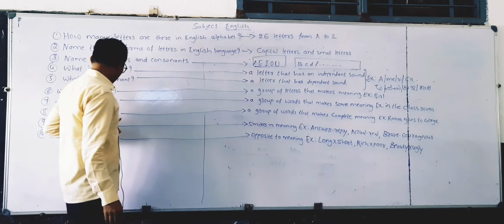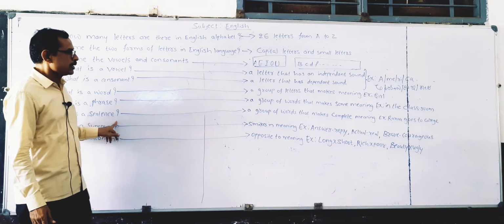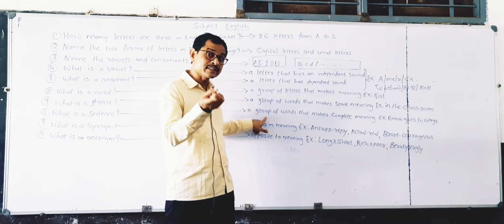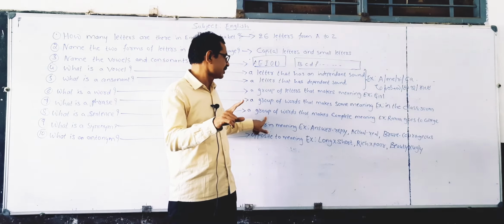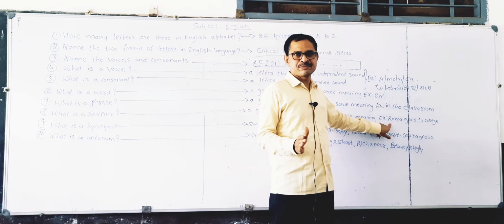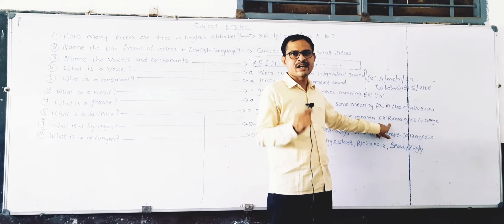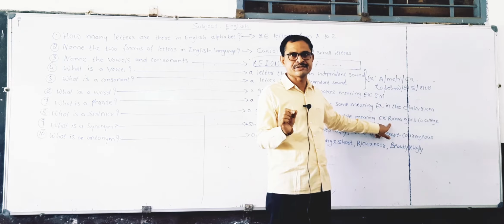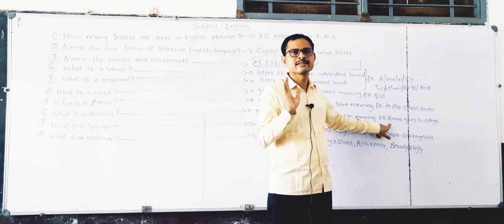Then sentence. A sentence is a group of words that makes complete meaning. For example, Rama goes to college. You are learning English. I am teaching you English. So these are called sentences, which make complete sense.